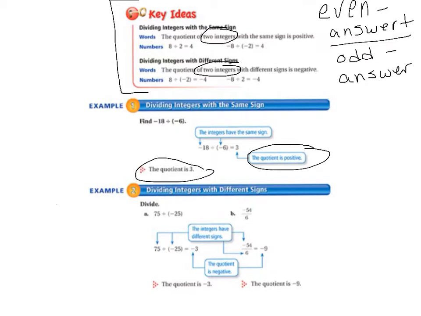And example 2, we'll be dividing integers with different signs. Letter A is 75 divided by negative 25. So 75 divided by 25 is 3. We have one negative sign. So 1 is an odd number, so the quotient is negative. And then we have negative 54 divided by 6. 54 divided by 6 is 9. We have one negative sign, so our quotient is negative.